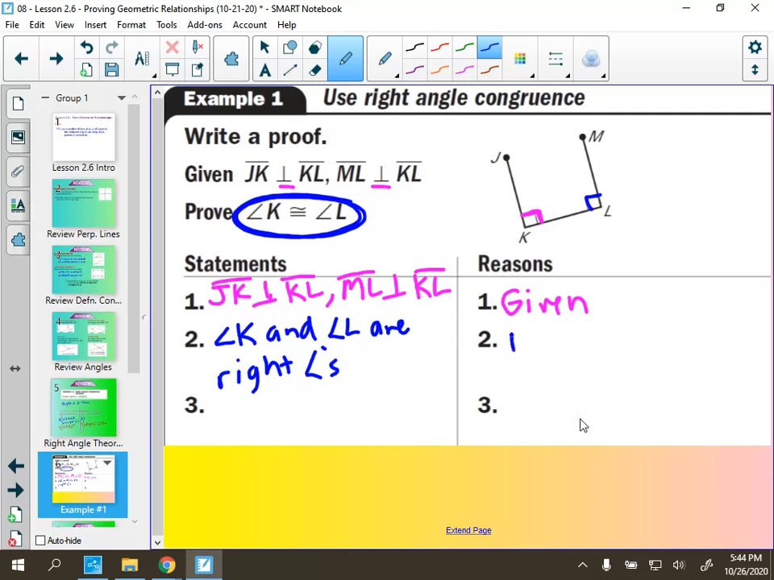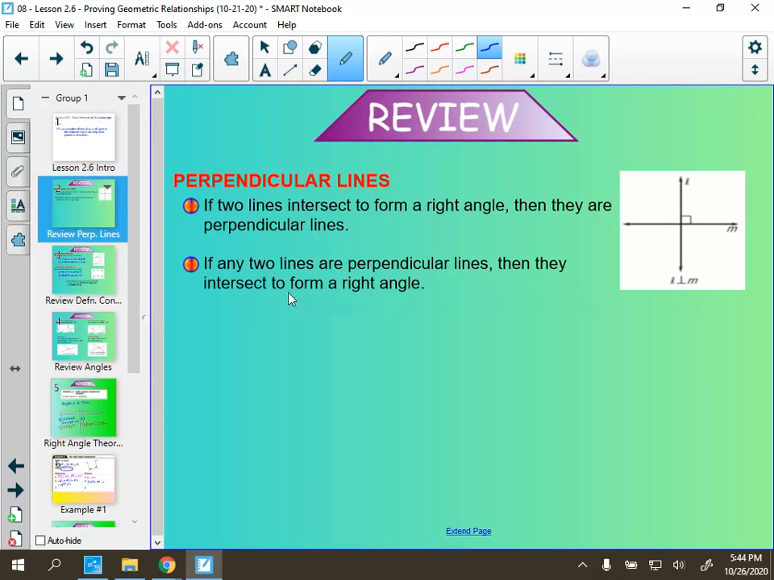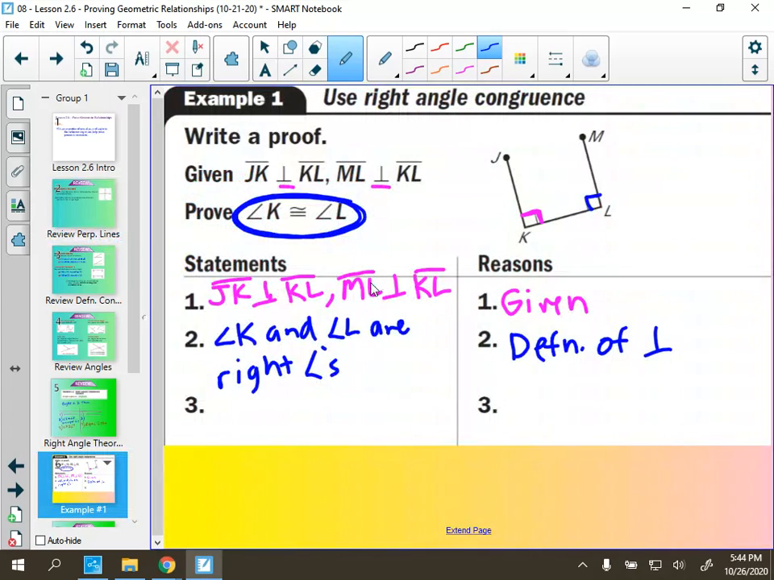Because of the definition of perpendicular, which I've referenced a few different times. I could click back to it. It says if lines are perpendicular, then they intersect to form a right angle. Segments were perpendicular, so they intersect to form a right angle. Okay, so now I've said something about angle K, I've introduced angle L into the proof, we've established the right angles, and we justified it using a good solid definition.